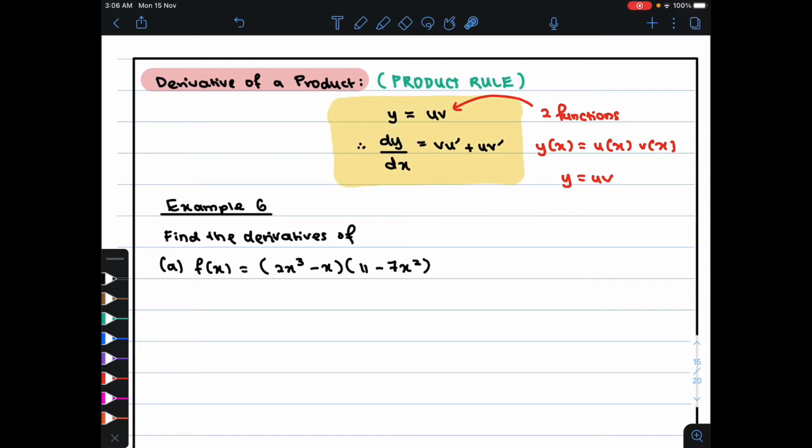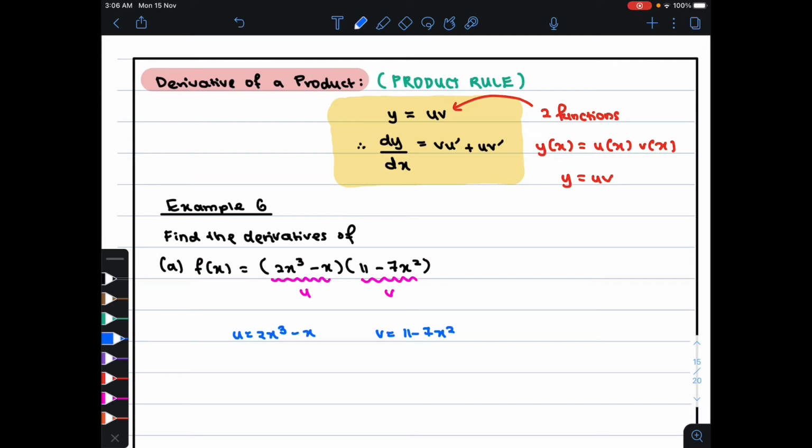So whenever you need to differentiate a function and you can see that it has a product, you need to apply this formula. So let's look at this example 6a. As you can see, we have a product here. This function times this function. So both of them are in terms of x. So let's call the first function as u and the second function as v.